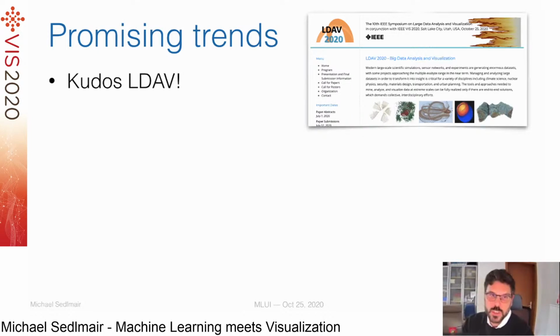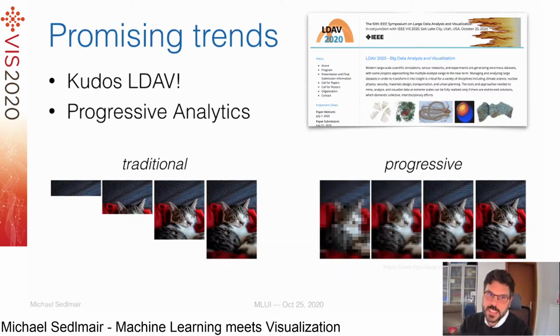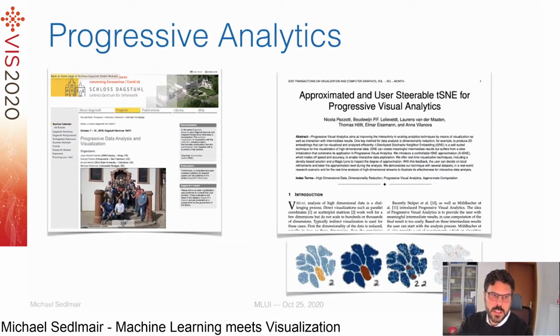I think there are some promising trends. So LDAF is just going on in parallel. Kudos. I think we need more like that. But also something that I've been personally interested in for the last couple of years is what we call progressive analytics. So the idea is like progressive JPEG. Instead of traditionally building up things step by step and then showing a picture, you would increase the granularity of the picture. And then you can start working on this data right away. There was a great Dagstuhl seminar we had on that topic, and I see also first papers coming out, like Nicola Pezzotti's paper on progressive t-SNE, which I think is really fantastic. You should go and read and use that.